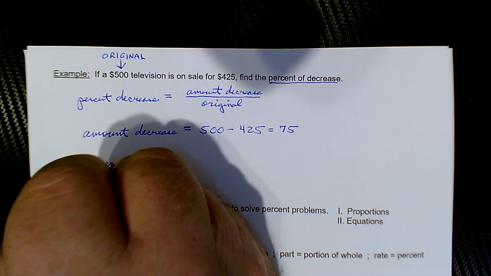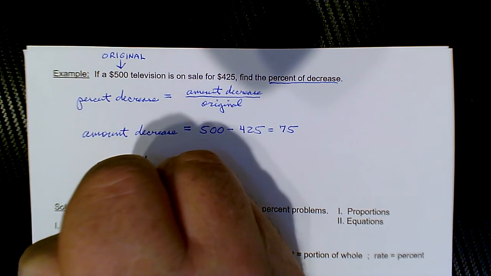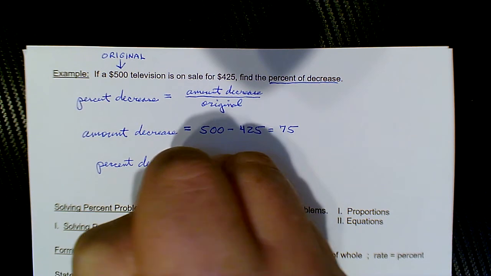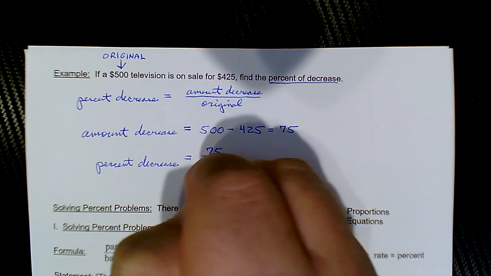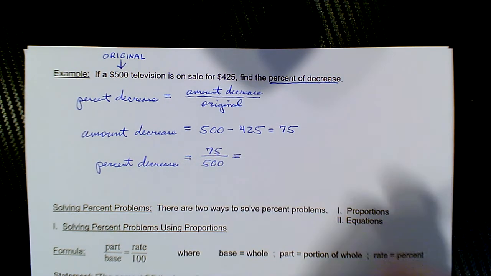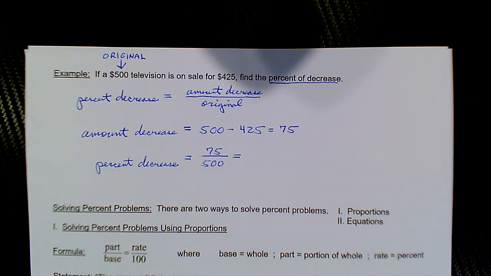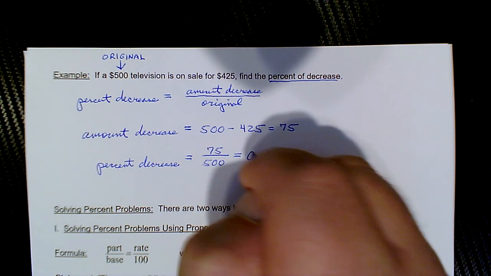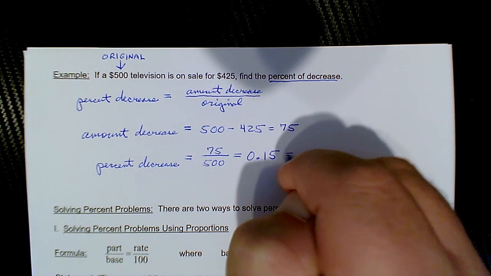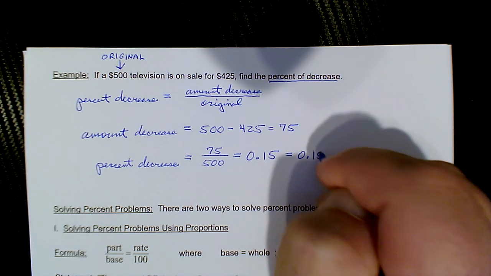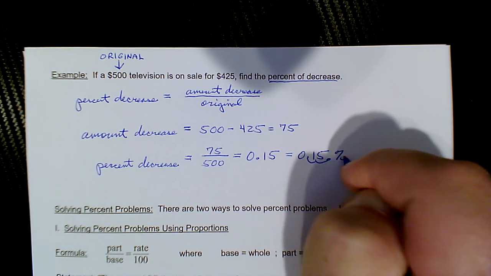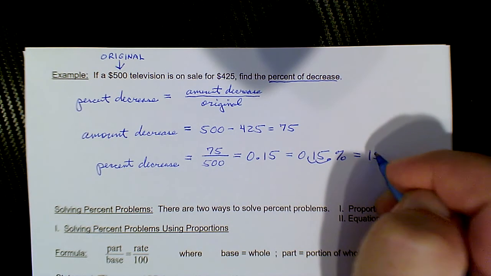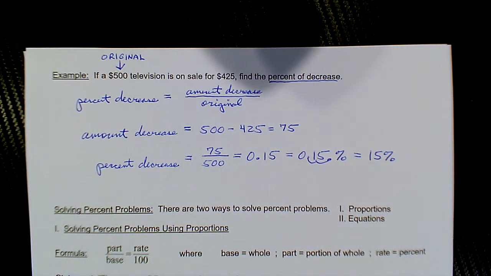Okay, so the percent decrease then is the amount of decrease, what we just found, divided by the original amount. And the original was the 500. So use your calculator for that. Get 0.15. Change that to a percentage. So 2 places to the right, 1, 2. Add the percent symbol. Clean it up. And we have 15%.